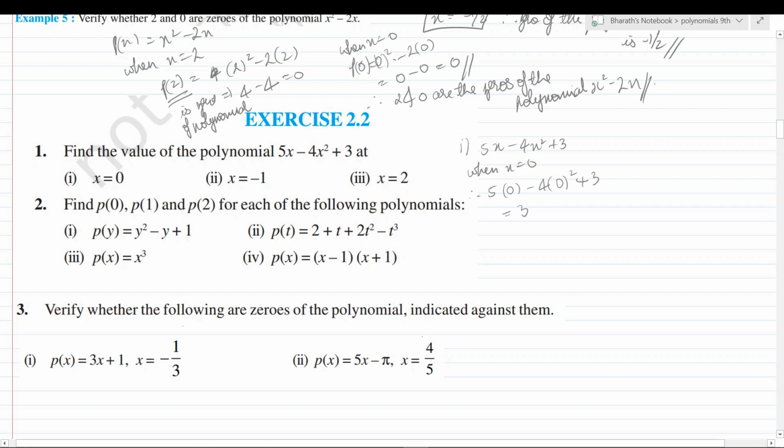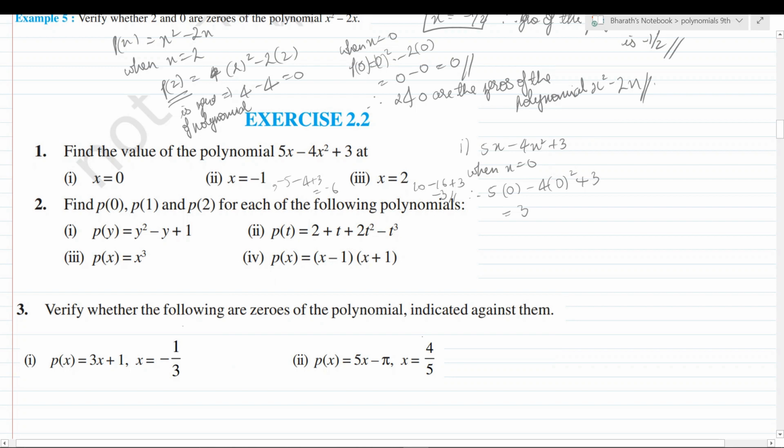So same thing, just substitute in place of x, it has to be 1, minus 1, and here you get the final answer as minus 5 minus 4 plus 3, which is minus 6, and here you get 10 minus 16 plus 3, which is minus 3. Okay, let's go for the second question.